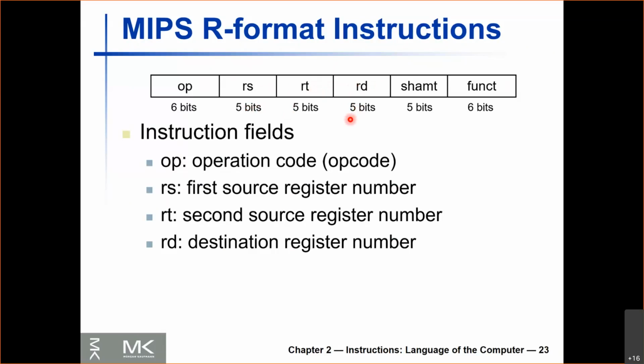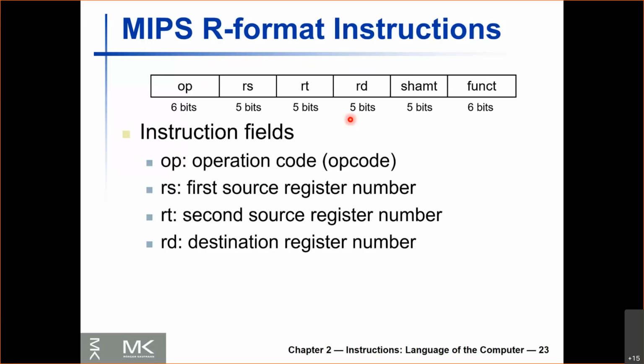Where does 5 bits come from? Why do I need 5 bits to represent the register number? We have 32 registers. Right, exactly. Because we have 32 registers, we need 5 bits. 2 to the power 5 is 32. So 5 bits give us a way to index each of the 32 registers.